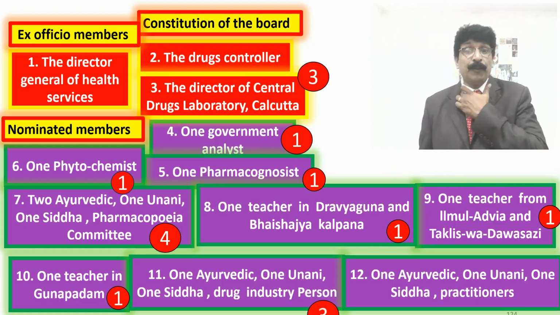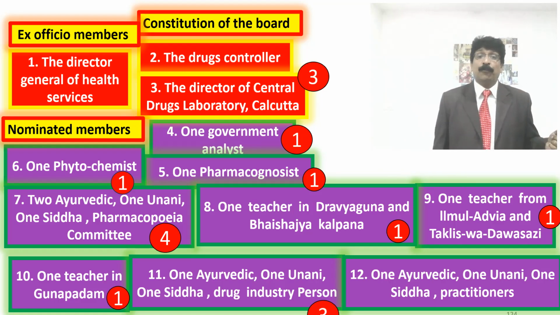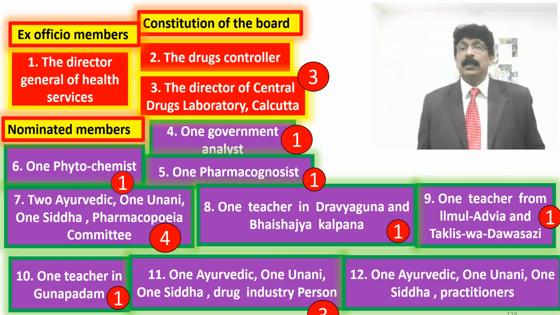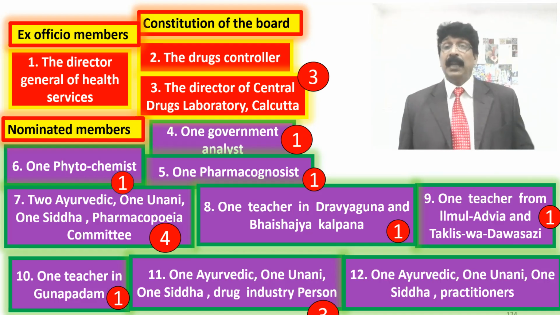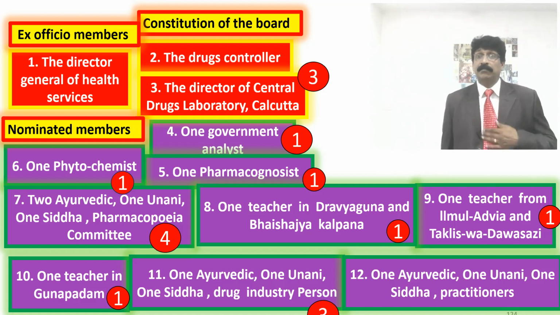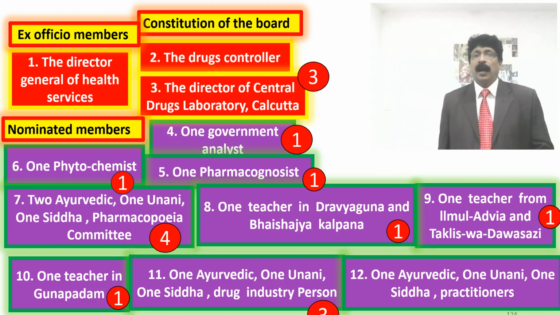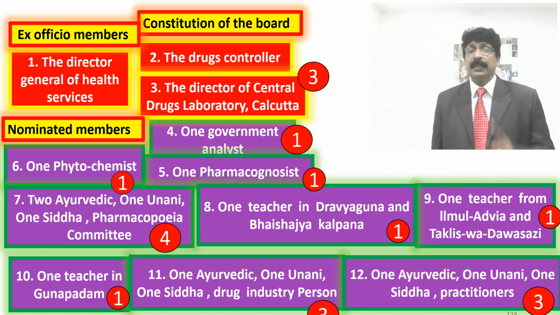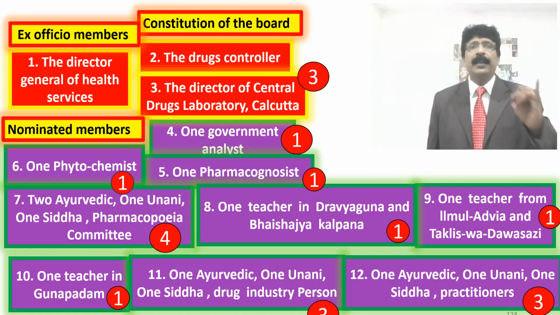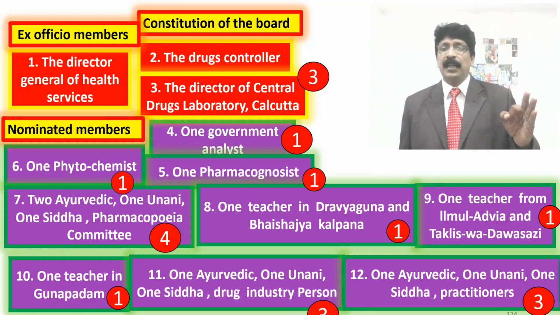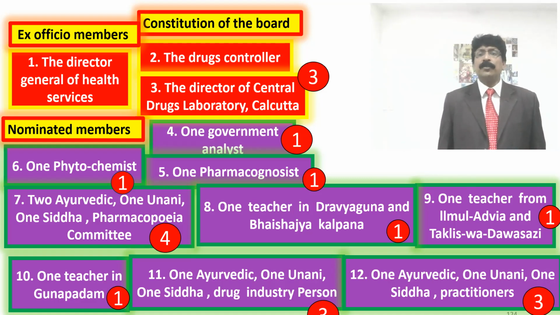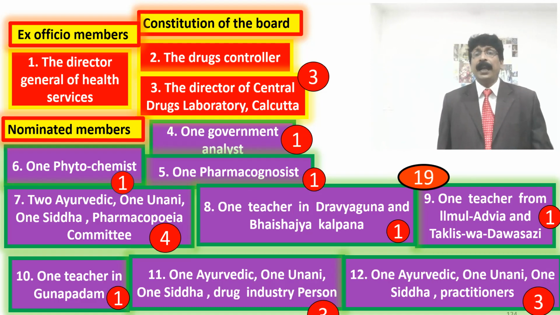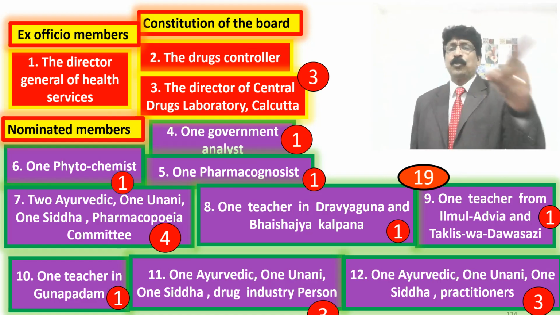from Ayurveda, 1 from Unani, 1 from Siddha industry person who is working in industry, who is having the manufacturing experience, and again we are having 3 persons we have added, 1 from Ayurveda, 1 from Unani, 1 from Siddha who is practicing clinical practice. So totally you see we are having 19 members, total numbers.